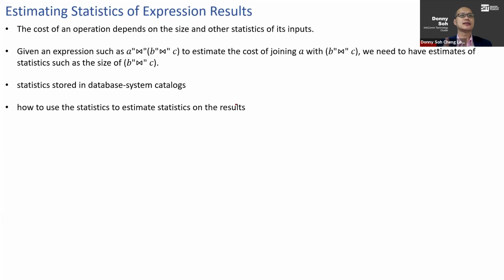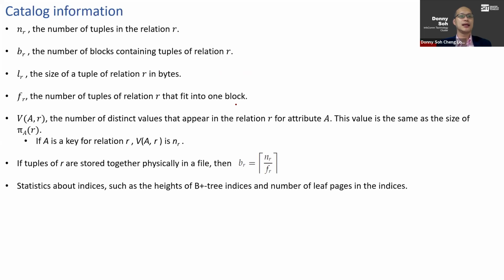But we will use statistics to determine the cost, and these are the stats that we will go through here. You get the number of tuples, the number of blocks, the size of tuples, and the number of tuples of a relation that fit into a block, which is F. V is the number of distinct values that appear in relation R for attribute A.